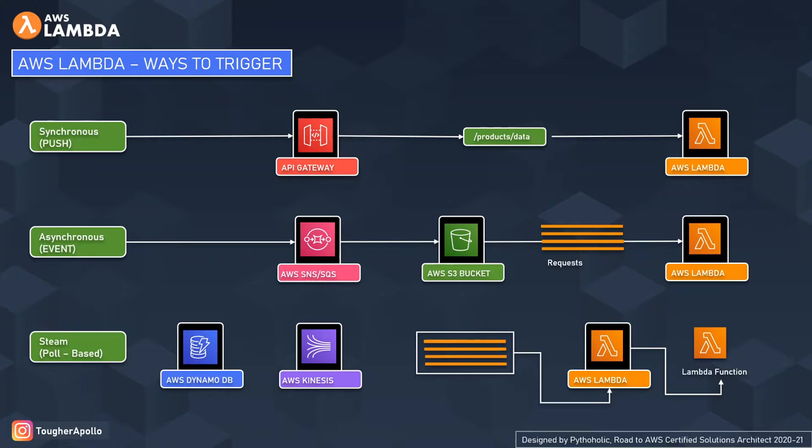So as you can see, we have the AWS Lambda polling the data streams from the Kinesis, and which in turn pulls it from the DynamoDB. And based on that, once it receives the data, it actually performs the operation. I hope it was clear.